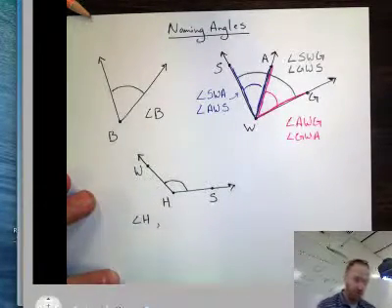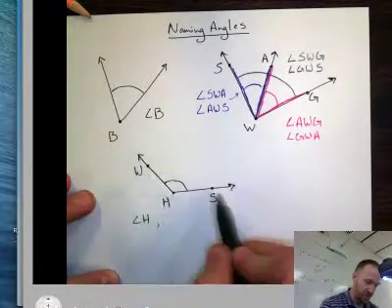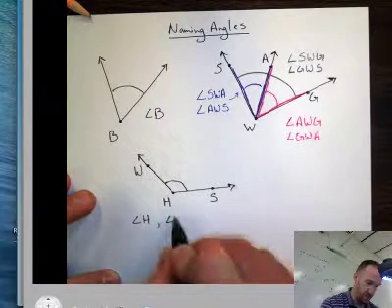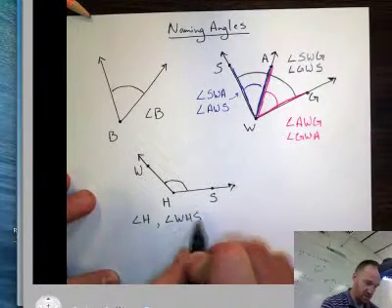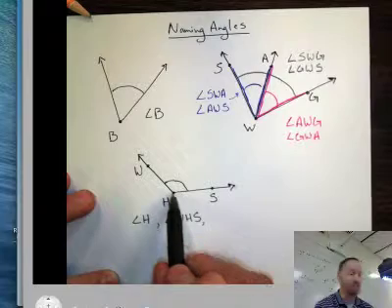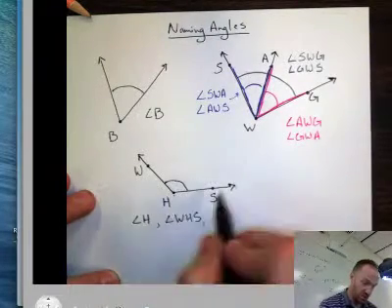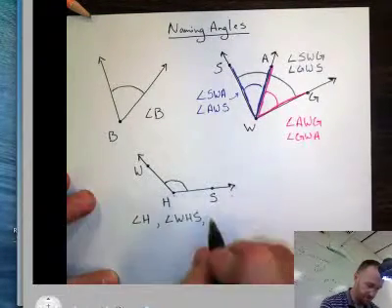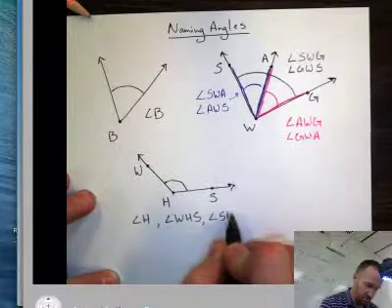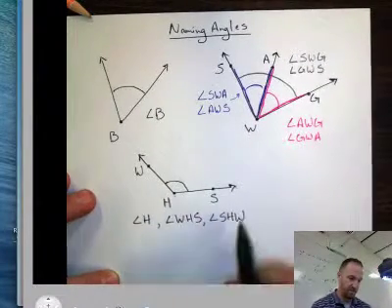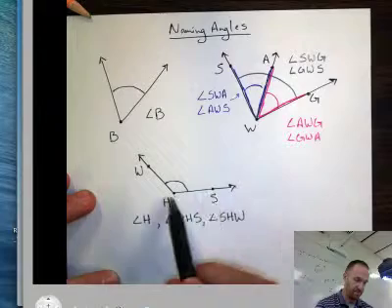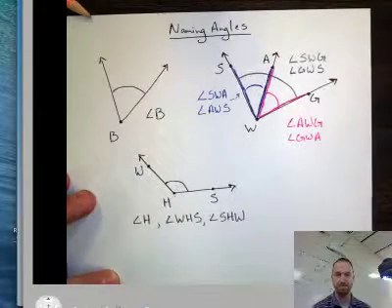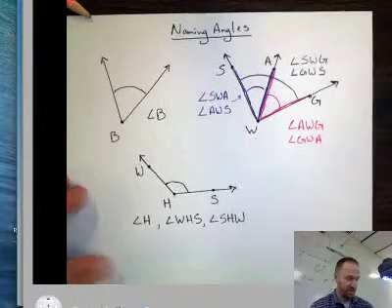But you can also use three letters. WHS is a possibility, angle WHS. Again, the pointy part has to be in the middle. You could also call it angle SHW. Again, pointy part's in the middle. You start on one side, pointy part, and then the other side. I hope that makes sense.